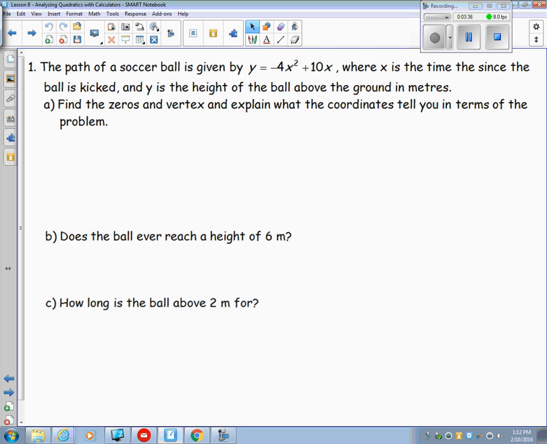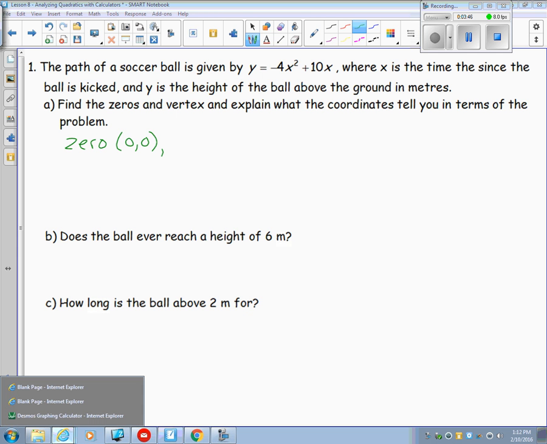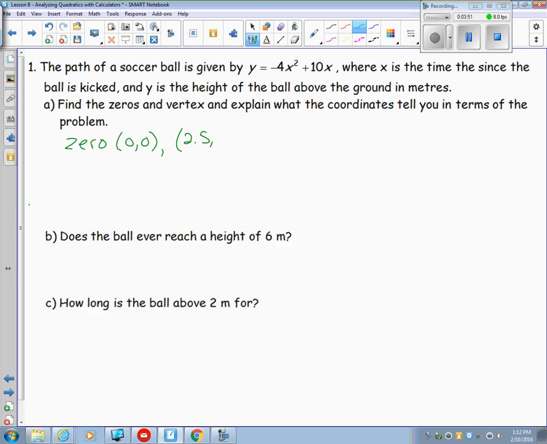Okay, so on my screen, I'm going to go back here and say, okay, my zeros were 0, 0, and the other one was, I think it was 2.5, right? Yep, 2.5 and 0. And what are those? Well, that's where it starts. So it starts on the ground, and it lands, and by it, I mean the soccer ball, lands 2.5 seconds later.